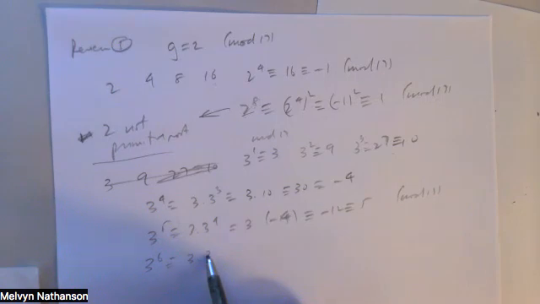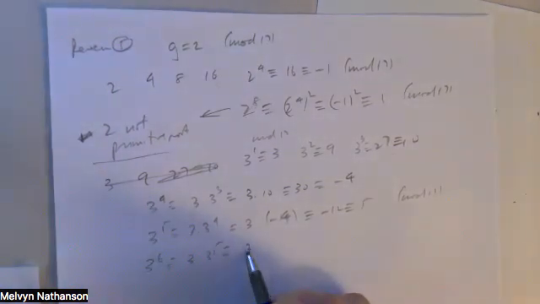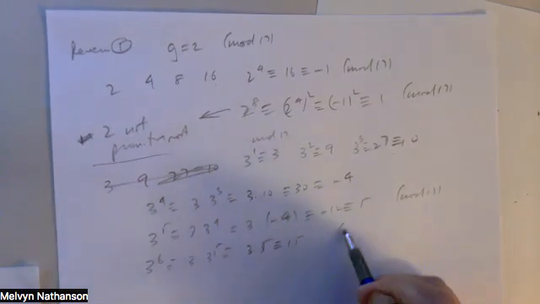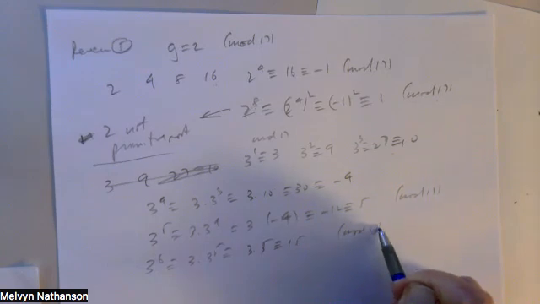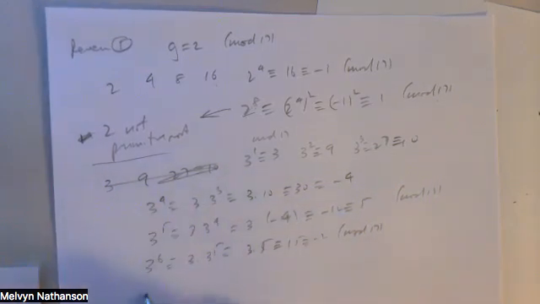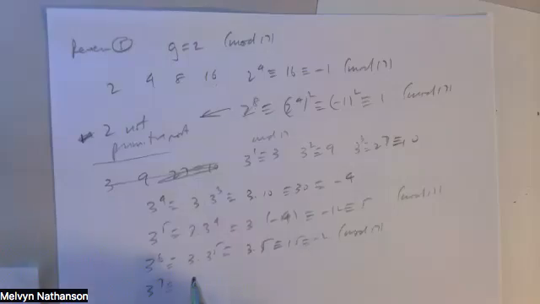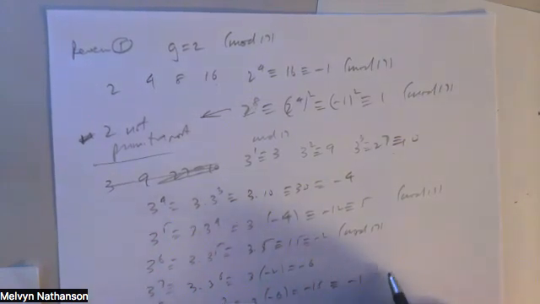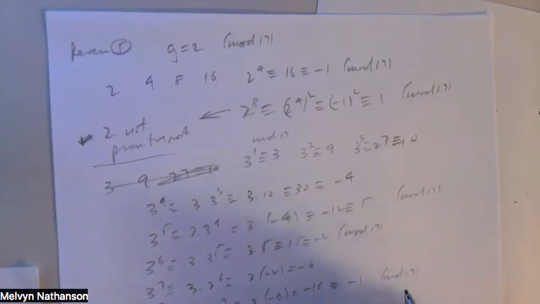3 to the 6th is 3 times 3 to the 5th, which is 3 times 5, which is 15 mod 17, or minus 2, if you like, makes it easier. 3 to the 7th is 3 times 3 to the 6th, which is 3 times minus 2, which is minus 6. 3 to the 8th is 3 times 3 to the 7th. That's 3 times minus 6. That's minus 18. That's minus 1 mod 17.